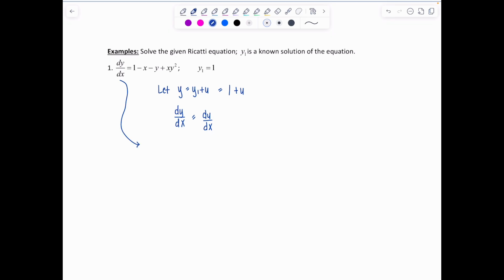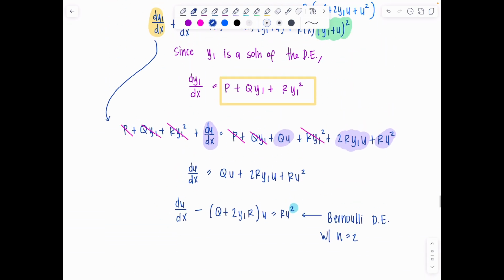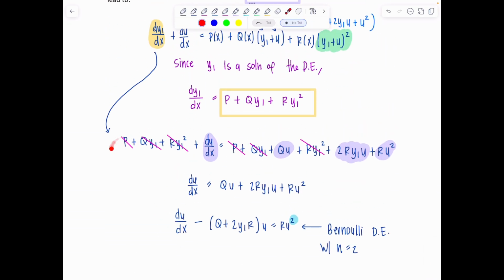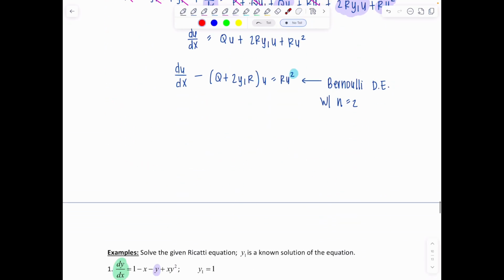Okay, so dy/dx on the left, I'm going to replace that with du/dx equals 1 minus x minus, instead of y, what am I going to write? 1 plus u, plus x times (1 plus u) squared. Now you clean up, and a bunch of stuff should cancel, just like in the proof. Well, this is a semi-proof. At this step, this is where all this lovely cancellation is going to occur.